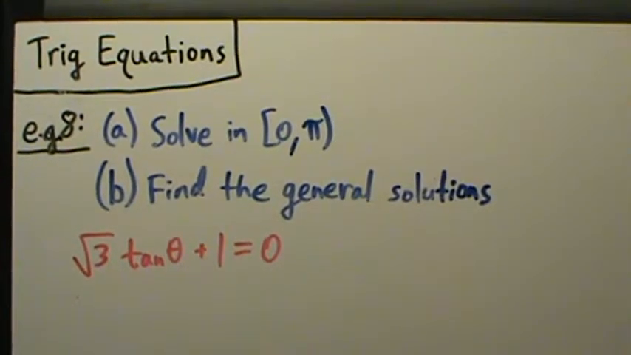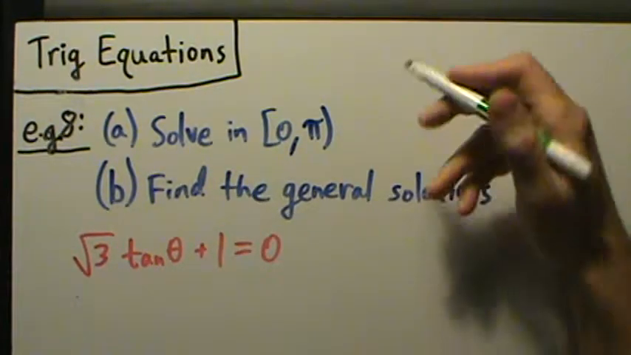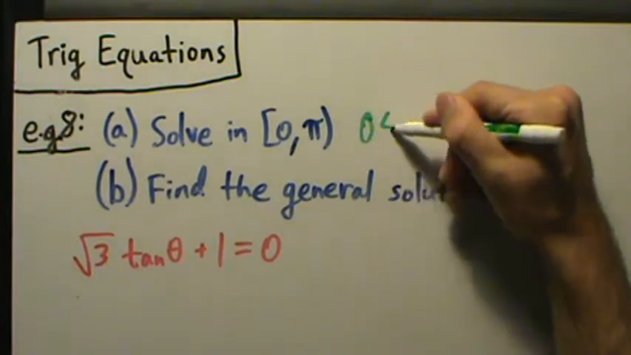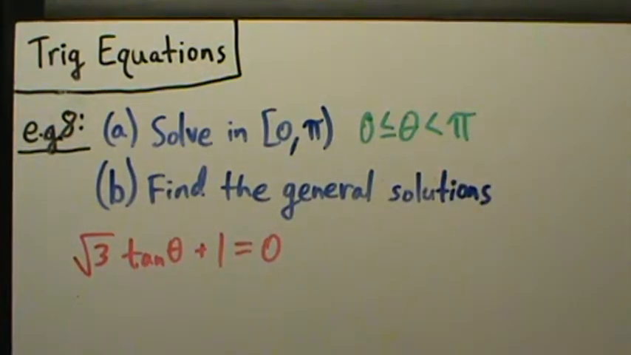Here's example 8 of solving trig equations. So here we have the square root of 3 times the tangent of theta plus 1 equals 0. And part A, we want to solve in this interval 0 to pi. So again, that just means 0 is less than or equal to theta, strictly less than pi. And then part B, find the general solutions.